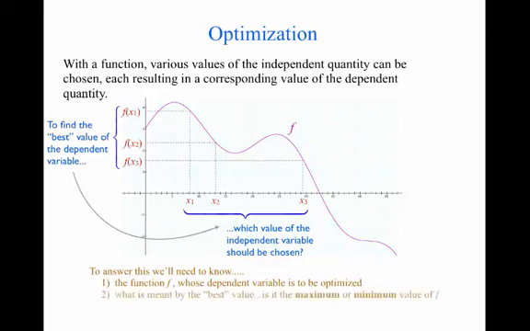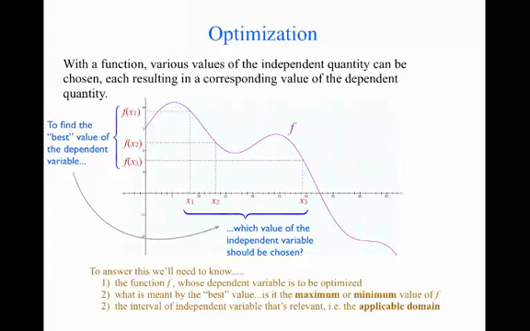Second thing is, first of all, we've got to have a function, but then we've got to know: is it the max or the min? What is the best? Is the best the biggest value or the smallest value? And then, is there a restriction on x? Does our independent variable only make sense in the real world for a particular interval? That's going to be important too.